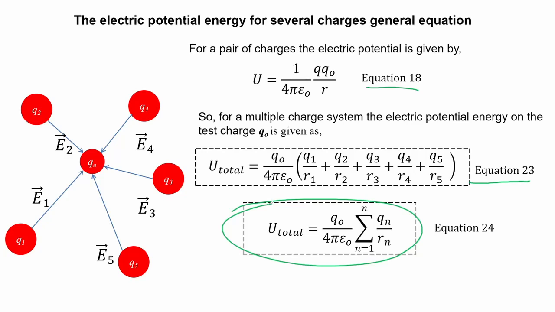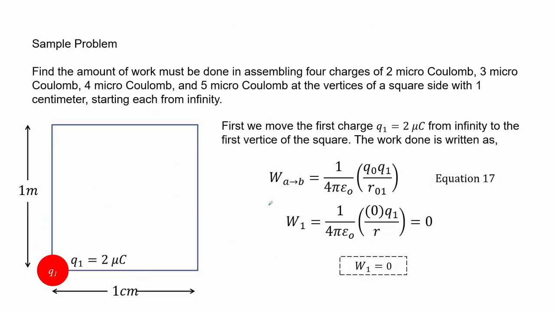Sample problem. Find the amount of work that must be done in assembling 4 charges of 2 microcoulomb, 3 microcoulomb, 4 microcoulomb, and 5 microcoulomb at the vertices of a square with side 1 cm, starting each from infinity.